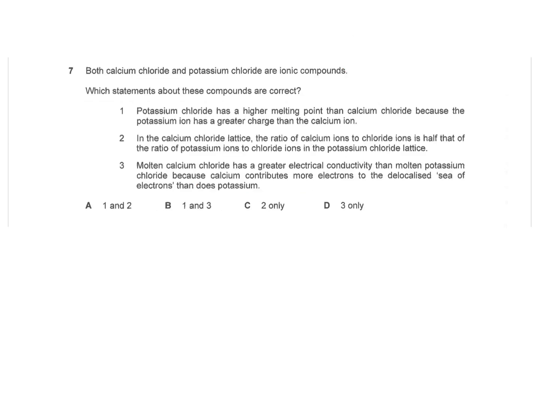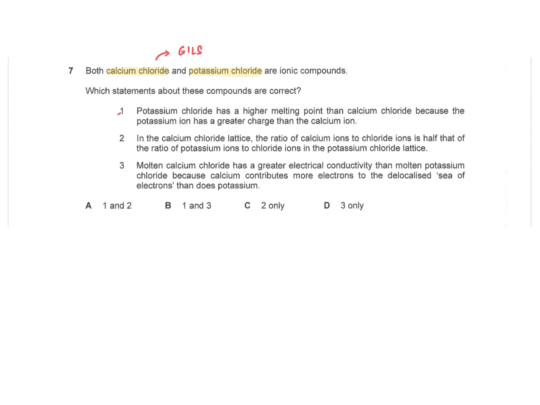Question 7 is talking about structure and properties under chemical bonding. So over here, the 2 compounds in the question are ionic compounds, so they would have your giant ionic lattice structure with strong electrostatic forces of attraction between oppositely charged ions. So let's analyze the 3 statements and see which ones are correct.